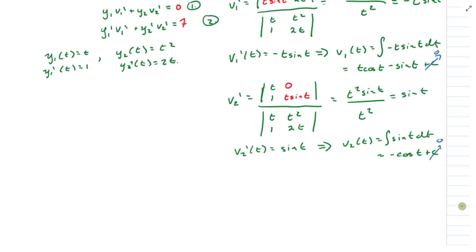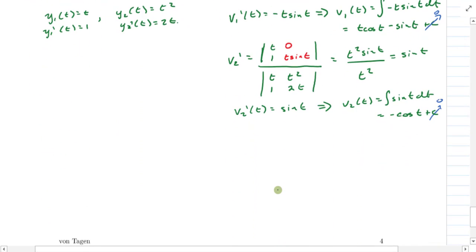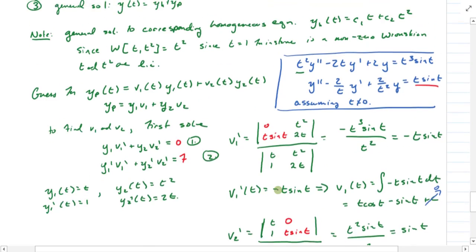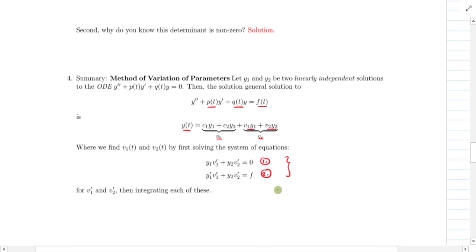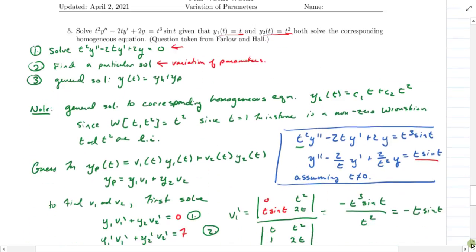I do want to emphasize, though, folks, that I have students who get to this point, they learn the process of solving the two equations for v1 prime and v2 prime, they take these two equations here, they solve each of them with Cramer's rule, then they integrate and they find v1 and v2, and then they want to stop somehow. So let me just remind you that we said that our general solution is the corresponding homogeneous solution plus our particular solution, but our particular solution is v1y1 plus v2y2. So we still have a little bit of calculating left in this problem.